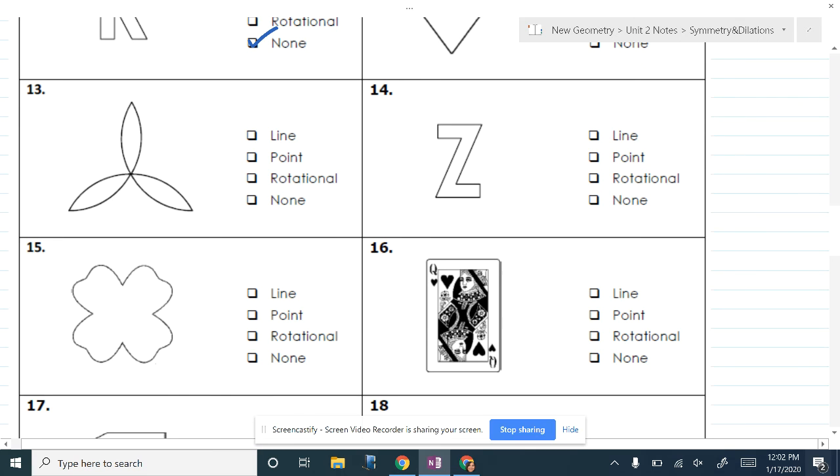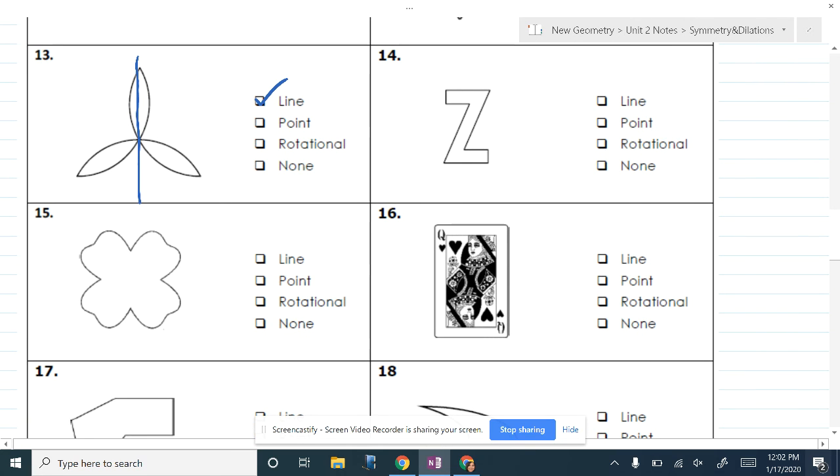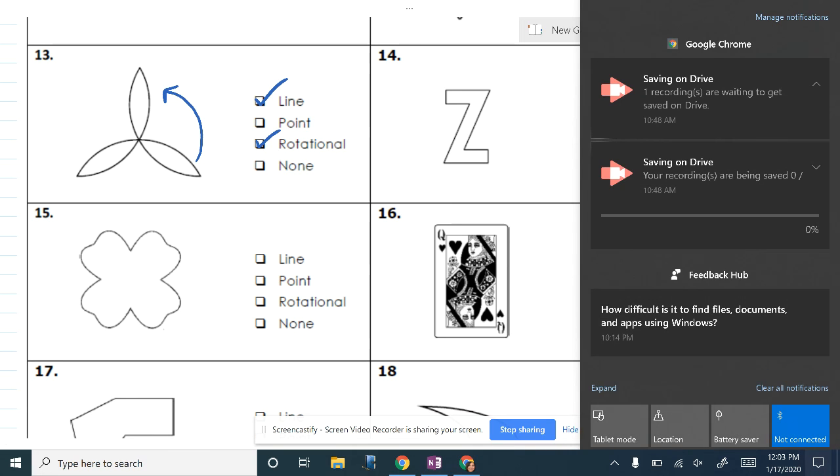Number 13, it does have line symmetry because I can draw a line straight through the center there and it matches up on both sides. However, it does not look the same upside down because it has a point pointing up. Upside down it does not match, so it does not have point symmetry, but if I rotate it just a little bit in that direction, it does match up, so I do have rotational symmetry. Number 14 is a capital Z. It does not have line symmetry. Can't draw a line anywhere and have it match up. It does look the same upside down, so this one has point symmetry, and since it has point, it also has rotational.